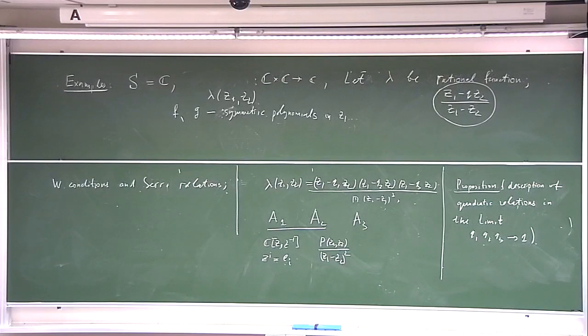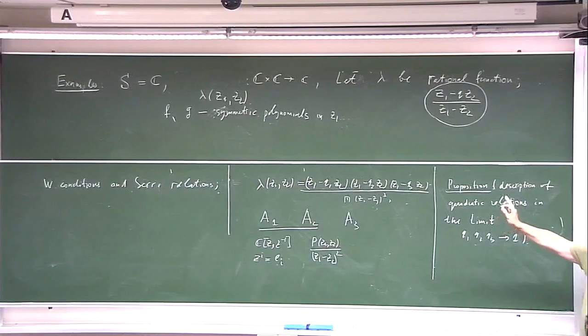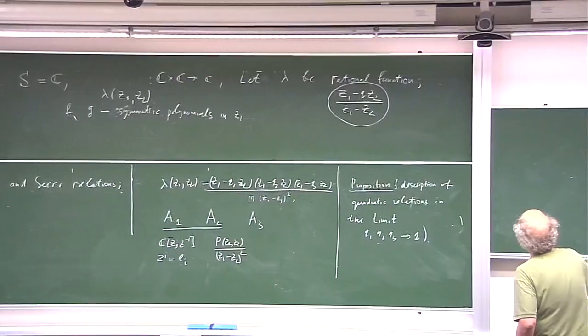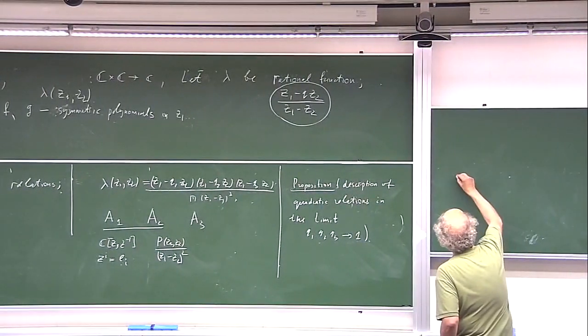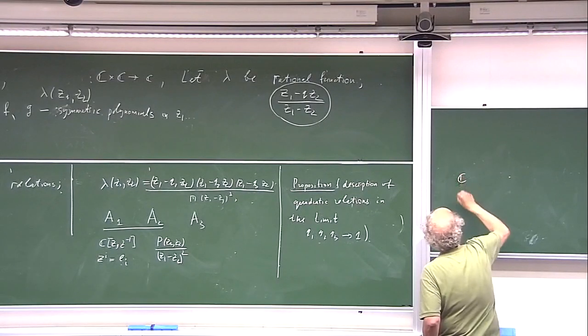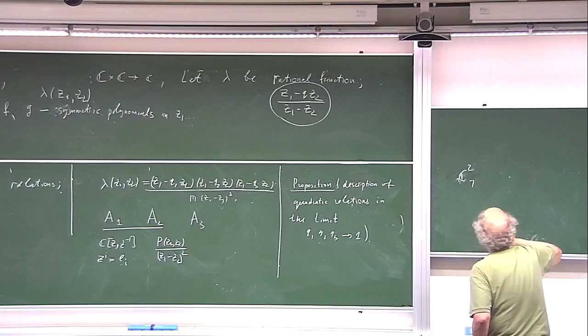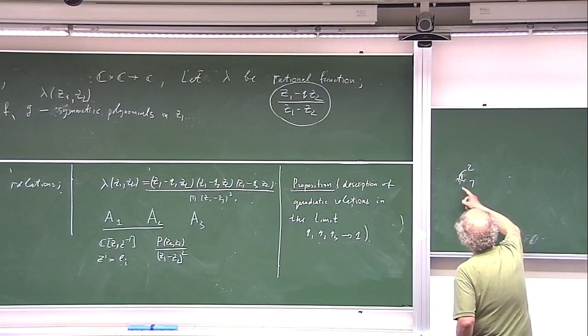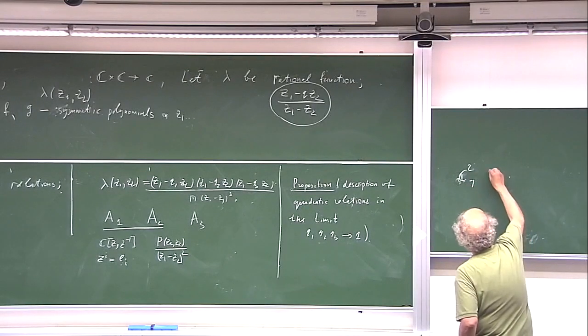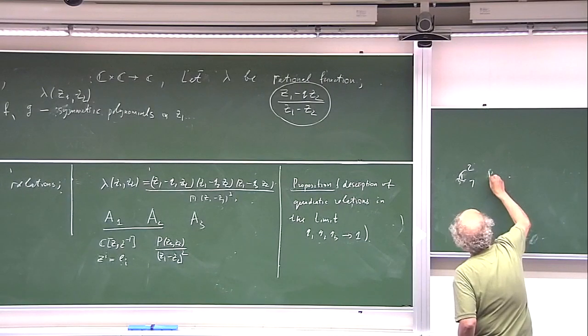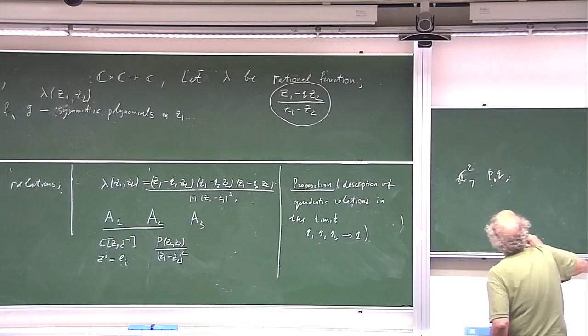But before this, let me formulate the following thing. Forget for a moment about all this business, and let us do the following. Let us consider first the plane, just C2, with symplectic coordinates, maybe P and Q, and a symplectic form.